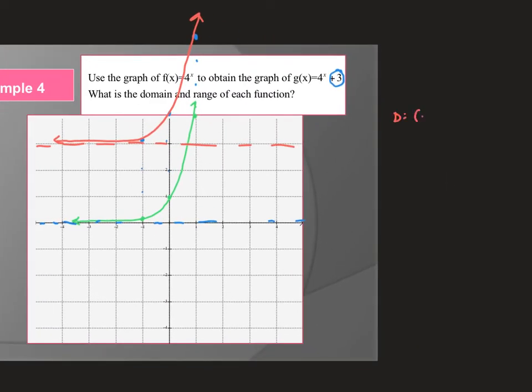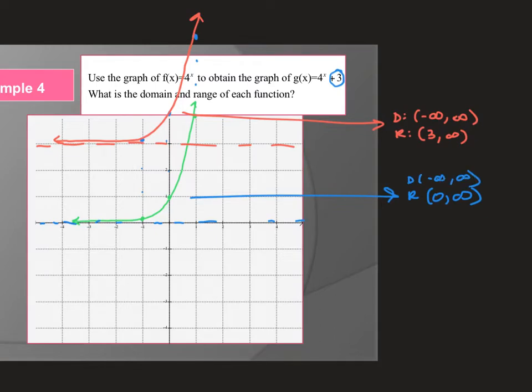Domain of each is still negative infinity to positive infinity. The range of my parent function was 0 to positive infinity. The range of my new function is 3 to positive infinity. So the domain doesn't change because the arrows still point left to right. But when there is a vertical shift, my asymptote moves. If there was a horizontal shift, it wouldn't move. If it's a stretch or a shrink, it doesn't move. But if there is an actual physical shift up or down, then obviously my range is going to move. Questions so far?